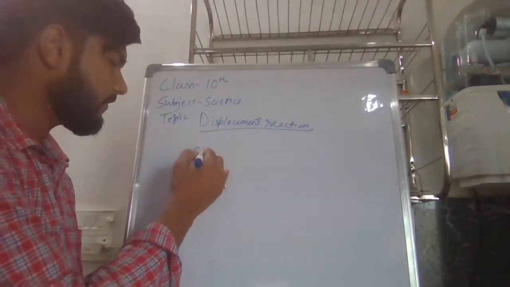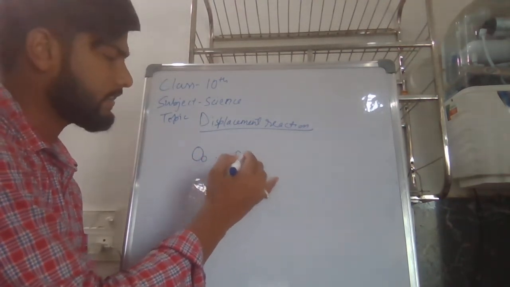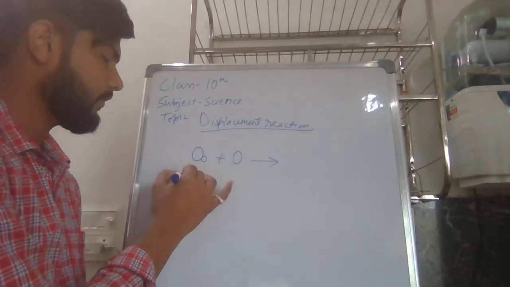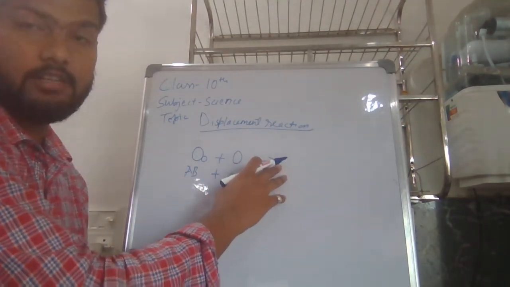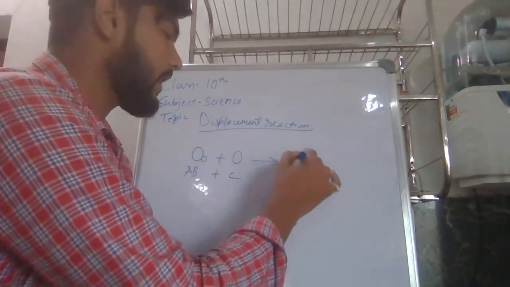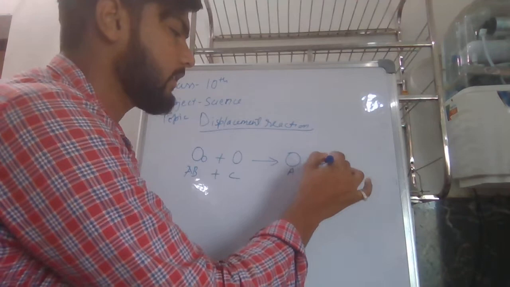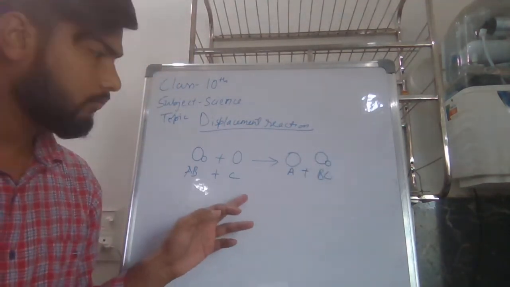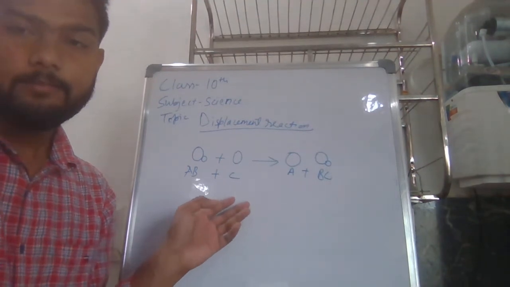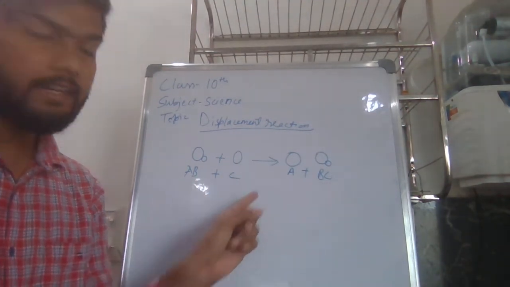Here we can consider AB and C. We can write AB plus C, which converts to A plus BC. I hope you have got my point. This equation exists when A is more reactive than B.